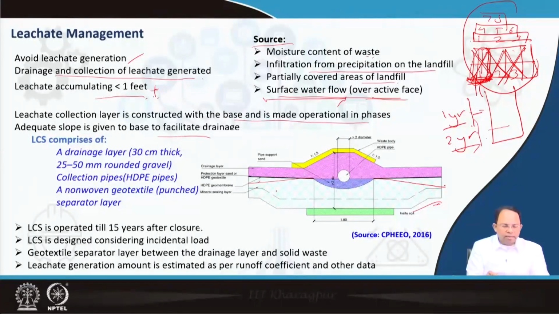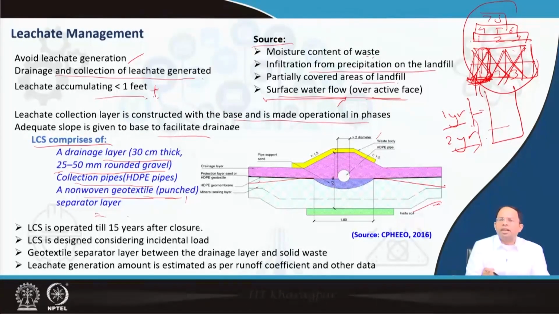And as you can see, this LCS comprises a drainage layer 30 centimeter thick, 25 to 50 millimeter grounded gravel. Again, these values can vary; you can use C&D waste also to a certain extent, but it is better to use gravel. Then collection HDPE pipes are there inside, and a non-woven geotextile punch separator layer. So that means between the waste and the drainage layer there is a non-woven geotextile punch separator layer, punched because it allows flowing of water inside, right? Now you have to understand this.